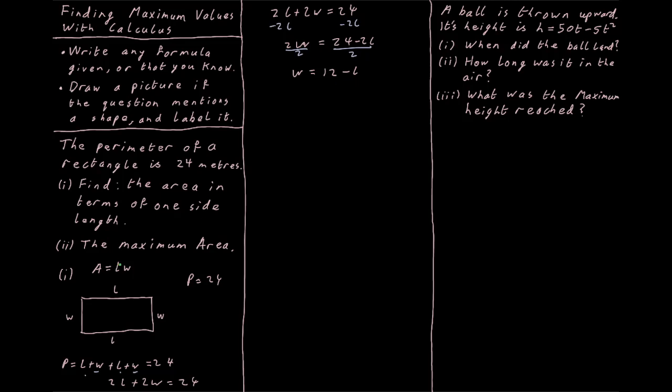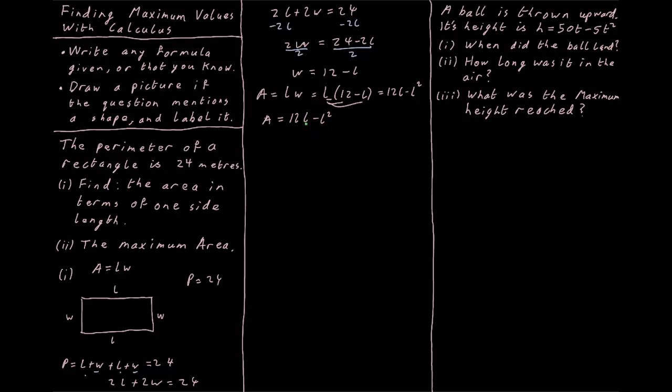Well, that means I can sub that description of the width into this area formula. The area is going to be equal to the length times the width, which in terms of L would be that. So I multiply out my bracket: I have L groups of both of these things, so 12L minus L by L, which is L squared. So the area in terms of one of my side lengths is 12L minus L squared. That was the first thing I was asked to do. That's the end of part 1.